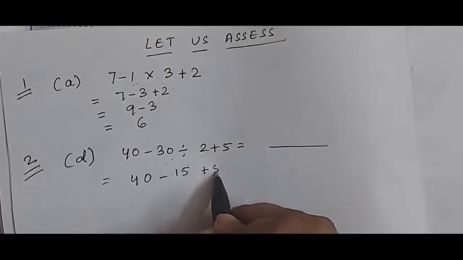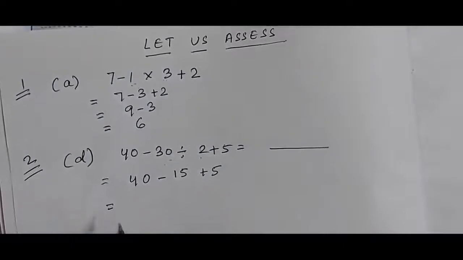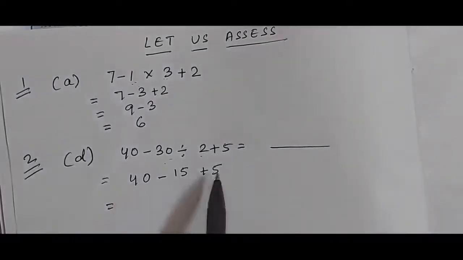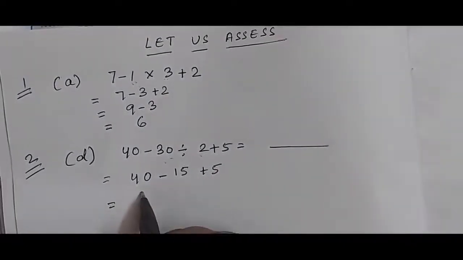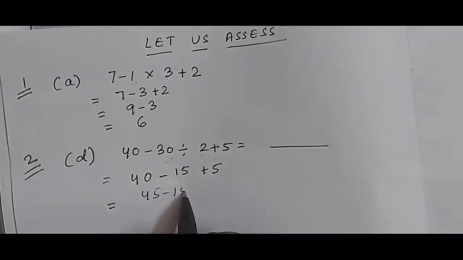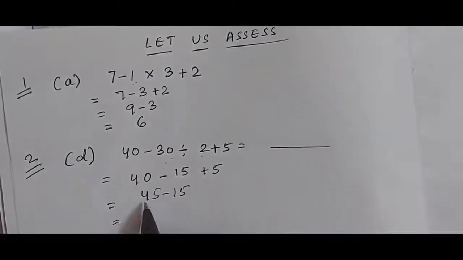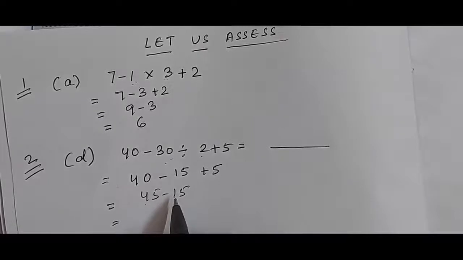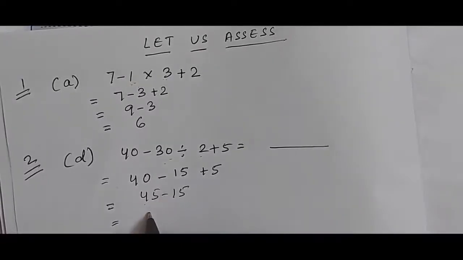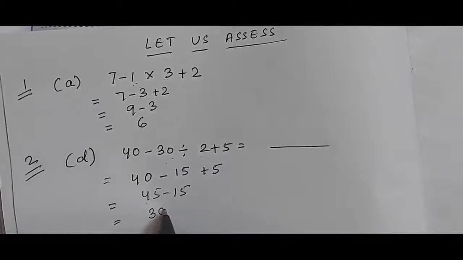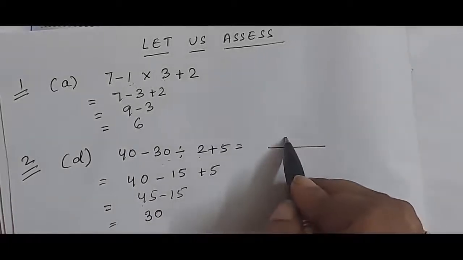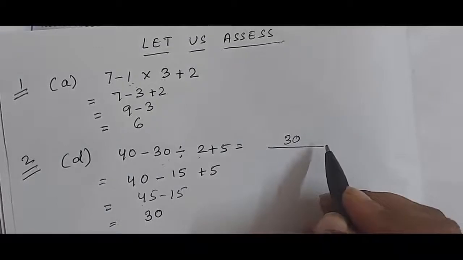Plus 5. Now we can add 40 and 5 together. We will get what? 45 minus 15. And what is the answer of 45 minus 15? This is 30. Okay, so in the fill up here also you can write it as 30.